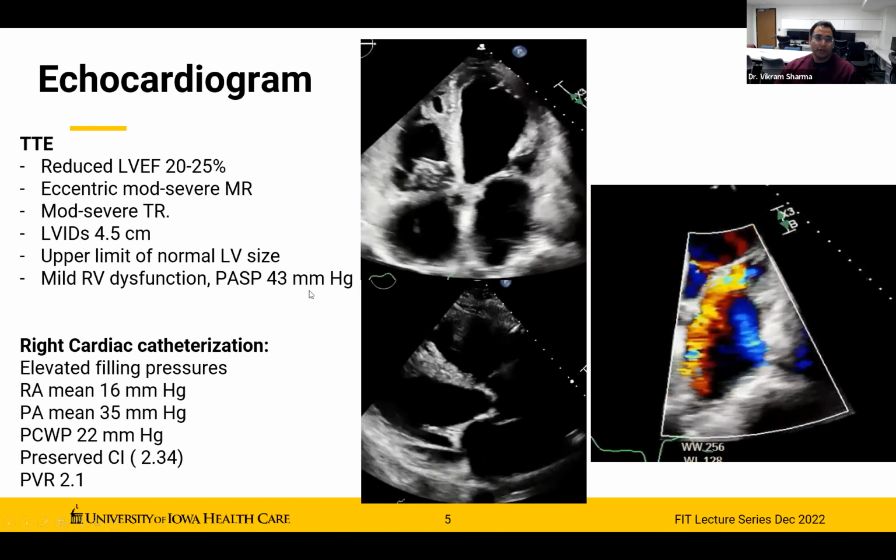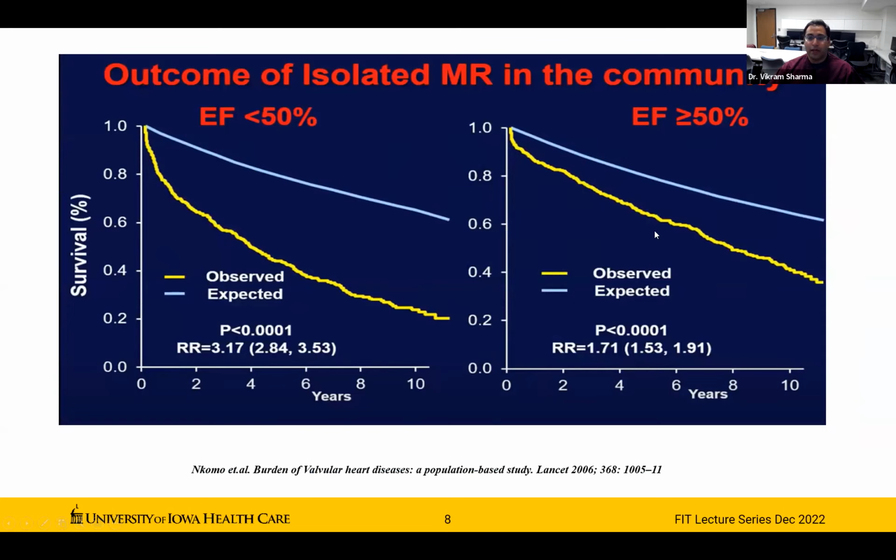Again, some more data related to mitral regurgitation. Functional MR in the setting of reduced EF, as we mentioned, has a survival at 5 years of about 40%, and it's a little bit better in those who have preserved EF, maybe close to 60-65%.